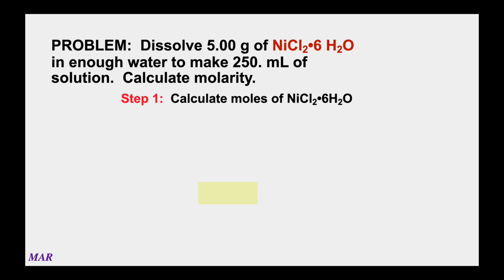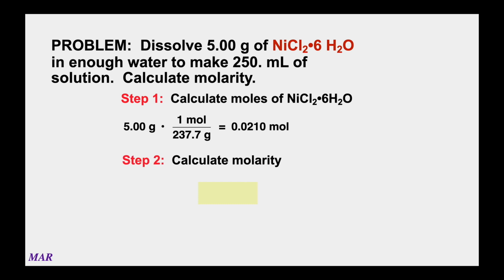So if you add up a nickel, 2 Cl's, and 6 waters, you should get a molar mass of about 237.7 grams per mole. So turning 5 grams into moles, 3 sig figs, 0.0210 moles nickel(II) chloride hexahydrate. Now, molarity will be that number, the moles, divided by the liters.